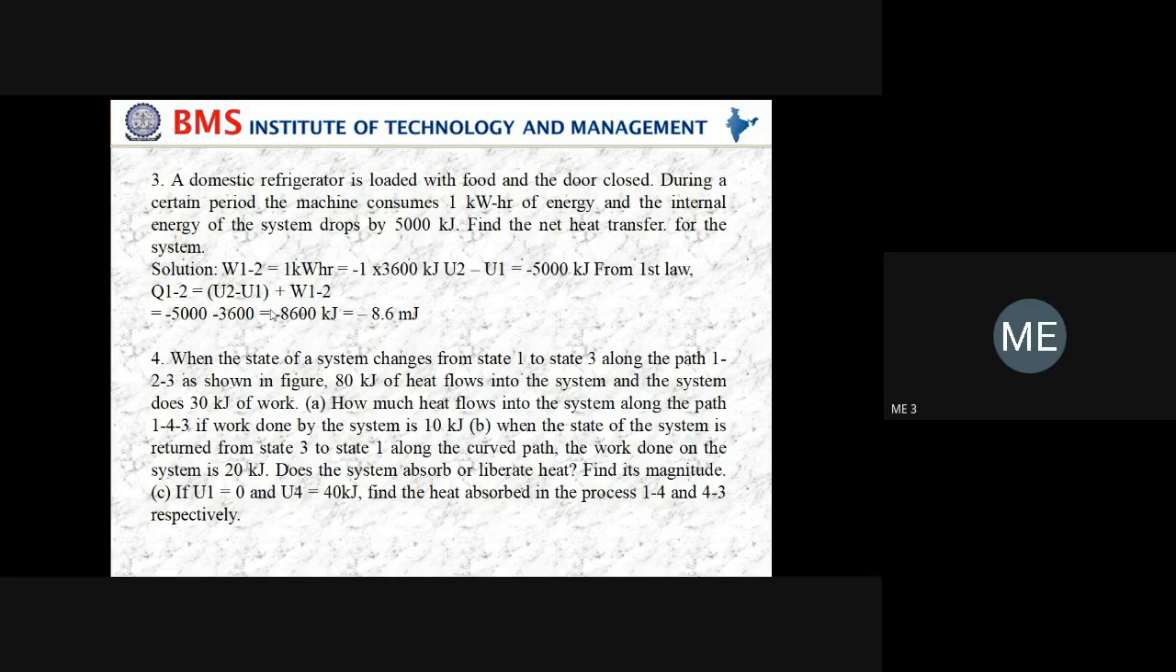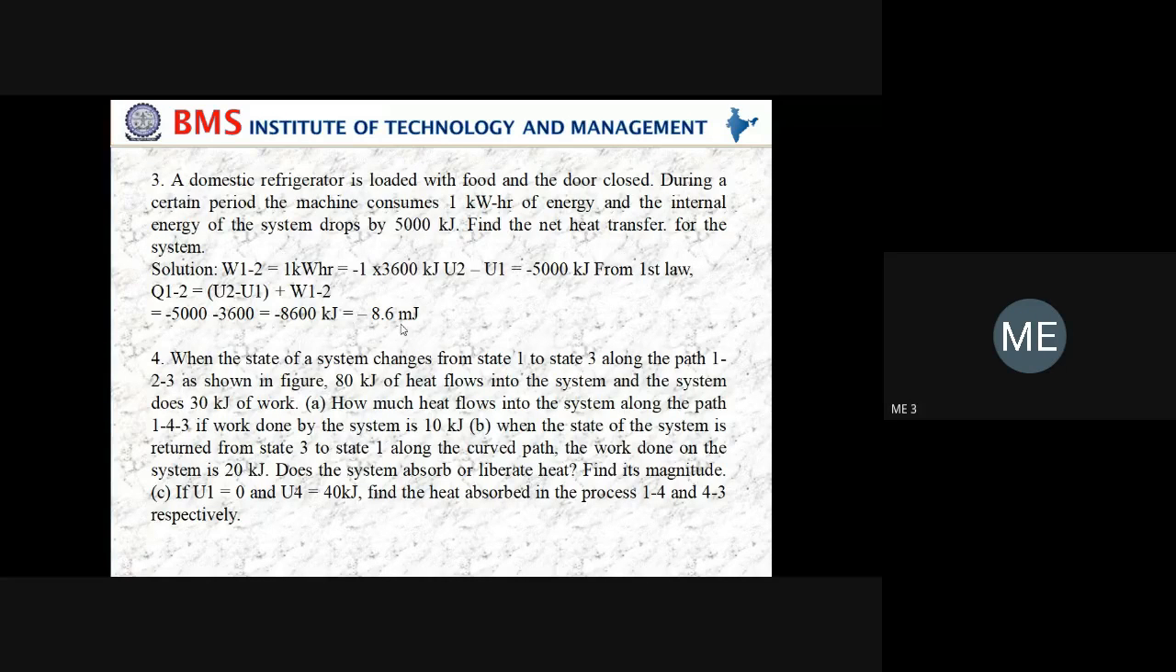Once again, sign convention is most important. So the Q we are getting is a negative magnitude, that is minus 8600 kilojoules. Or if you are going to express it in terms of megajoules, you can write minus 8.6 megajoules. 8600 divided by 1000 gives your megajoules. Sometimes they may ask you to express the heat transfer in megajoules, so in that case you have to write this unit.